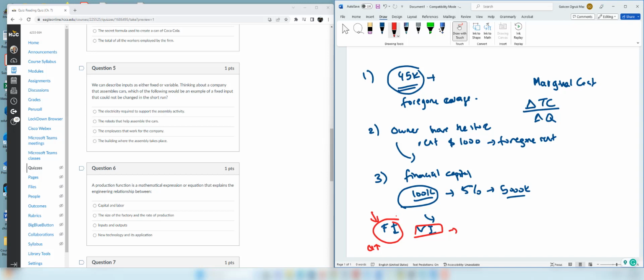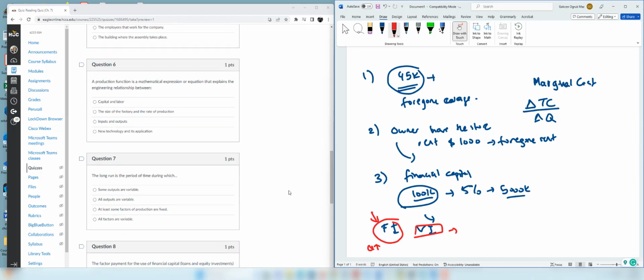The robots that help assemble the cars, the same idea. You produce more cars, then you have to have more robots. The employees that work for the company, again, you want to produce more cars, you have to have more employees. The building where the assembly takes place is a fixed cost in the short run. You can't change the building's size until the leasing period finishes. Therefore, the right answer is the last option.